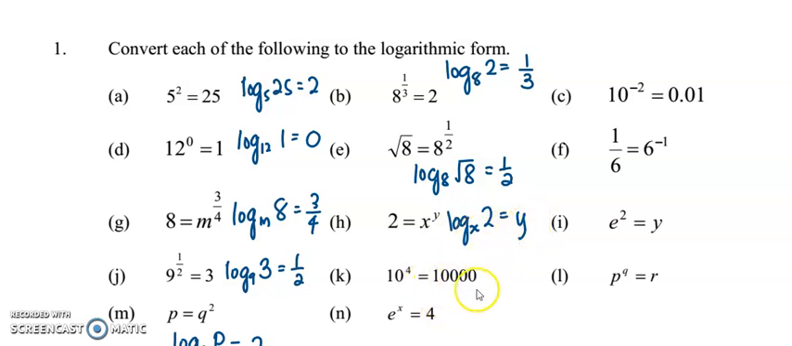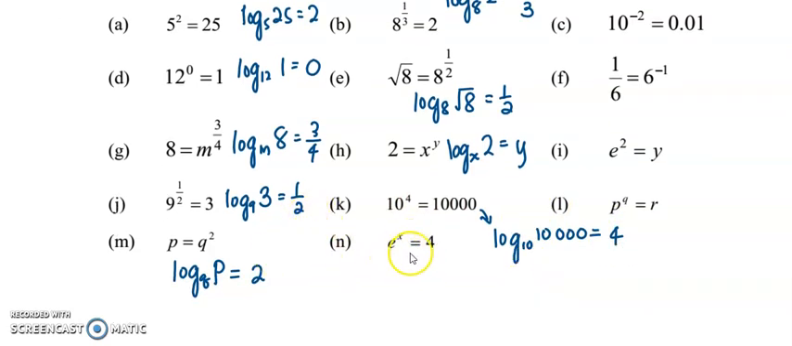Alright, and question K, to change this into the log form, log, the base is 10, and then log 10,000 with the base of 10 equals the power of the index, that is equal to 4.